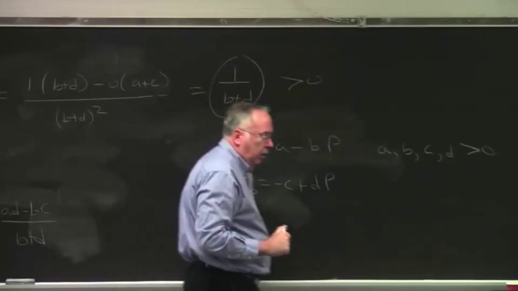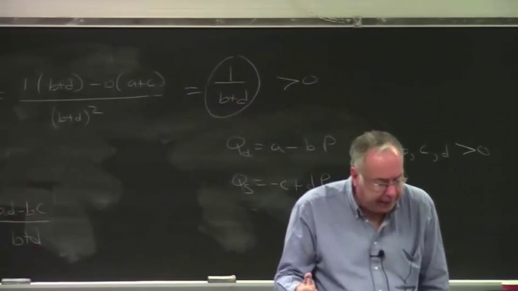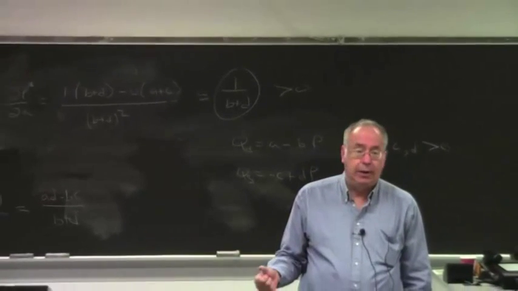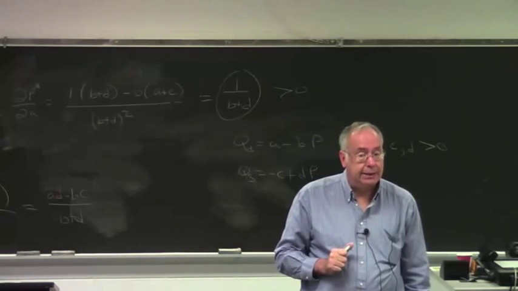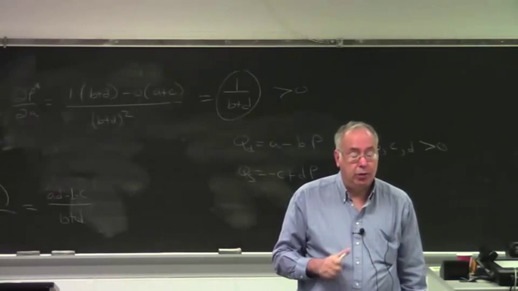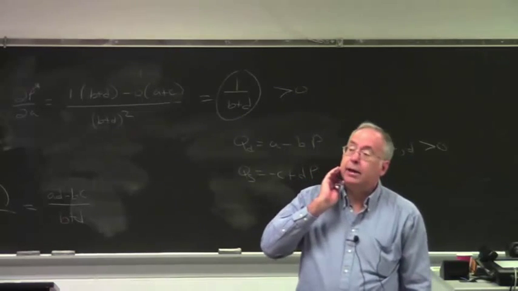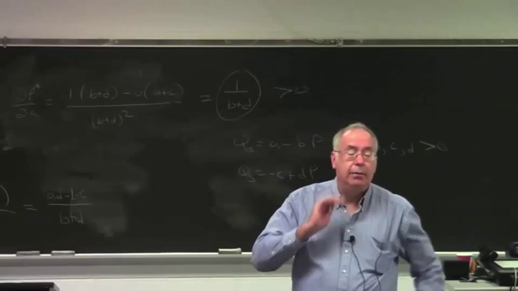Okay. So what does that mean? The fact that partial p star, partial a is positive means what? Exactly. p star will move in the same direction as the parameter a. p star and a move in the same direction.